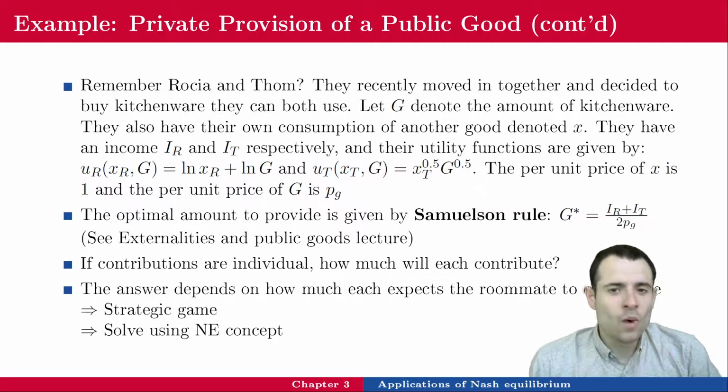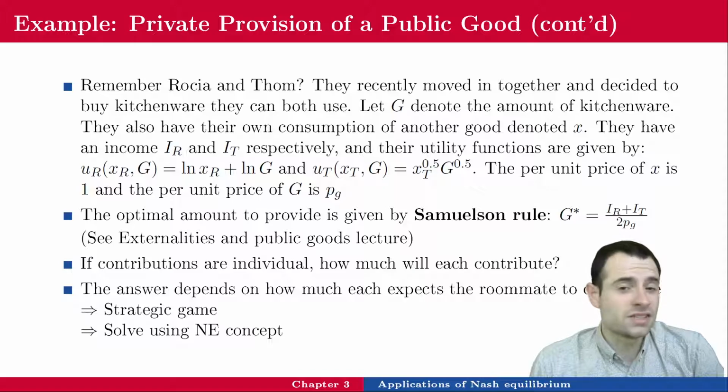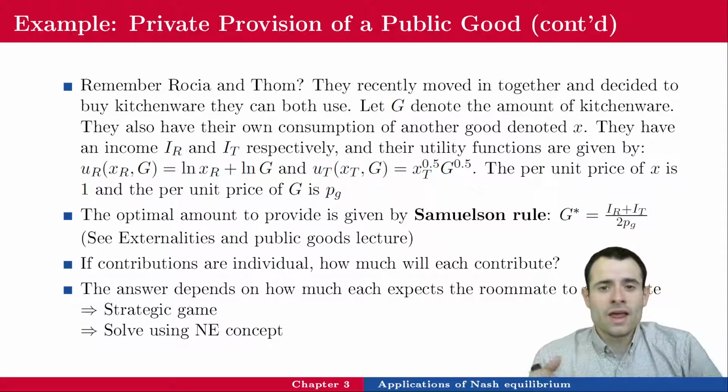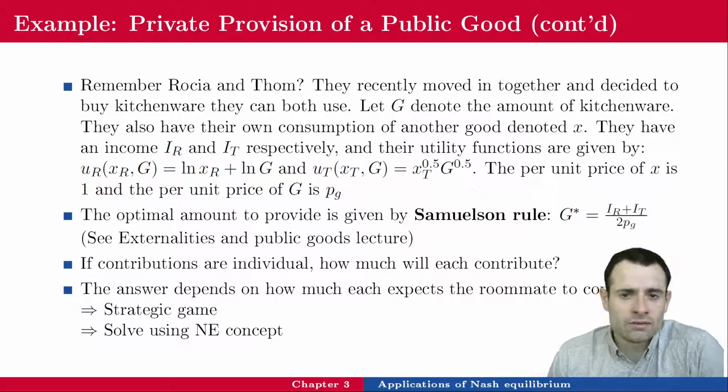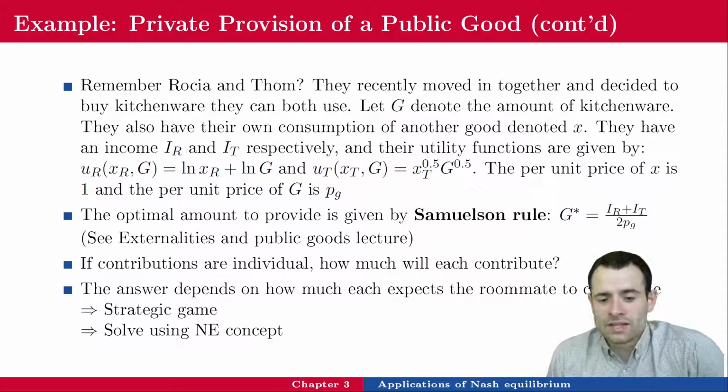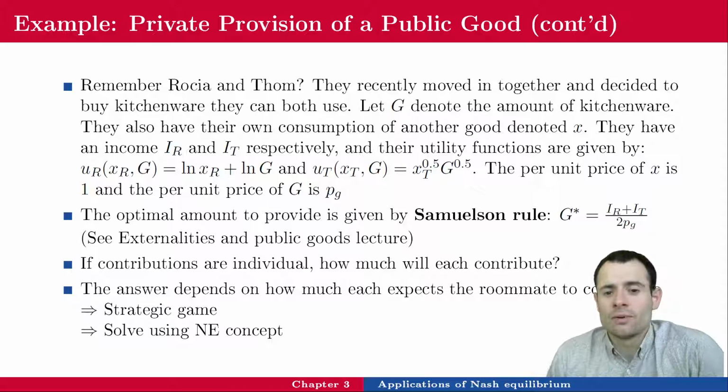Problem is, what if the other player thinks the same way? Well, if everybody thinks this way, then you get to the free rider problem. Everybody is going to contribute less, expecting the others to contribute. And at the end of the day, the sum of the contributions will be inefficient. We're going to solve this problem using the Nash equilibrium concept.